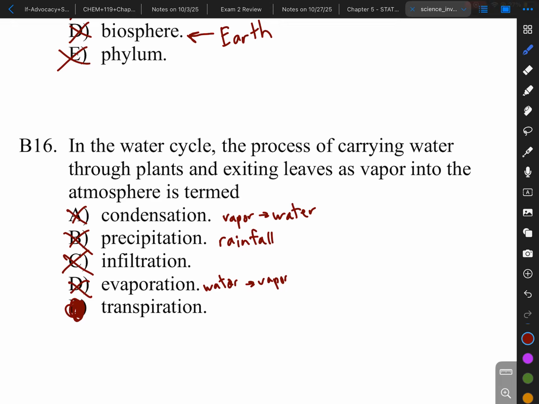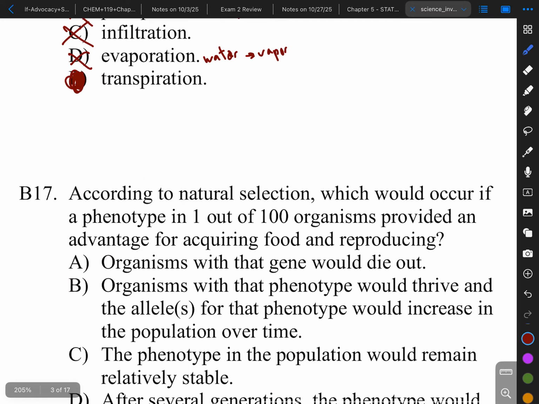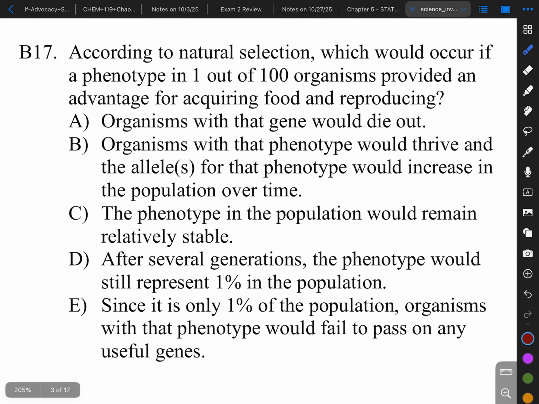For 17, according to natural selection, which would occur if a phenotype in 1 out of 100 organisms provided an advantage for acquiring food and reproducing? So we know if a trait provides an advantage for acquiring food and reproducing, or any advantage whatsoever, that organism will have a higher chance to survive long enough to reproduce compared to everyone else. So now it's only 1 out of 100, but eventually those organisms will start to thrive much better than everyone else. They will outcompete everyone else, and over time you will see this trait appear more often because these organisms are the ones that survive to reproduce.